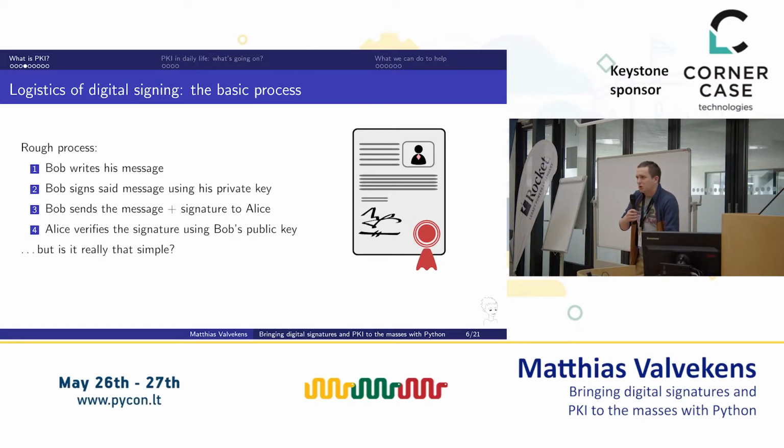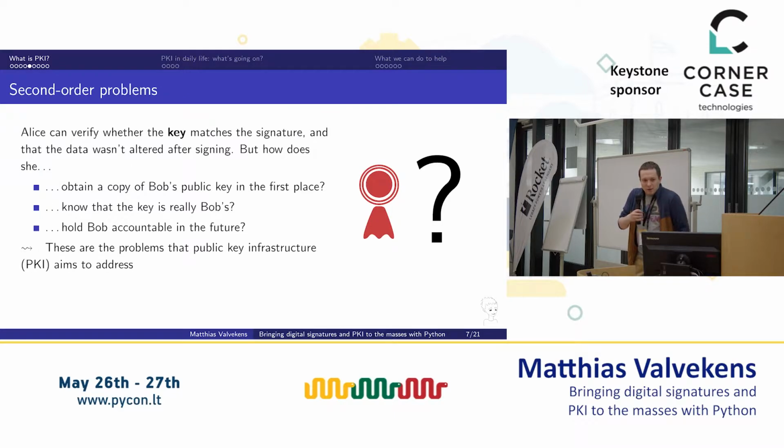Probably not, right? Otherwise I wouldn't be asking the question. So there are a bunch of second order problems here. So indeed, Alice can now verify whether the data that she received or that she's using matches the signature. That's straightforward. That's just maths. She can also verify that the data wasn't altered after signing. That's also cool. But there are various things that are much more subtle here.